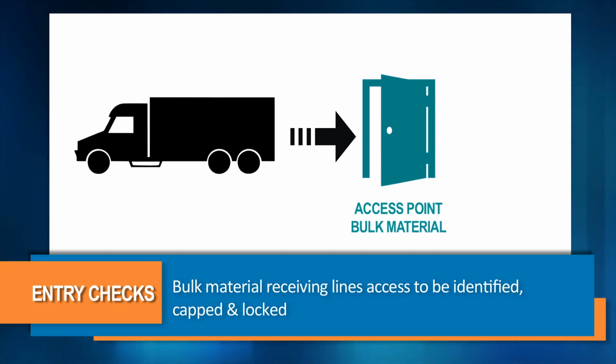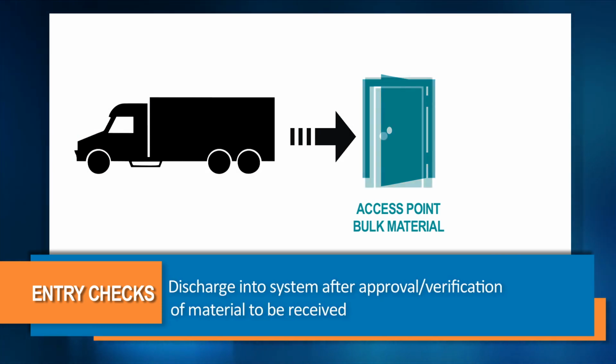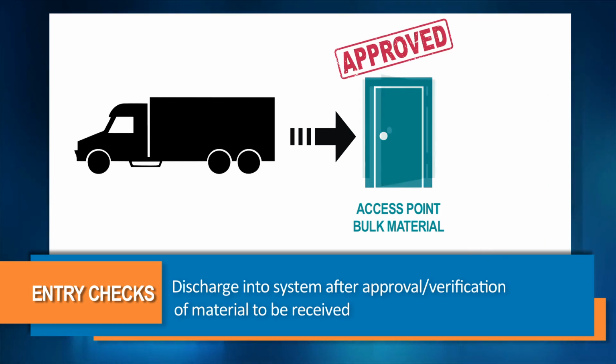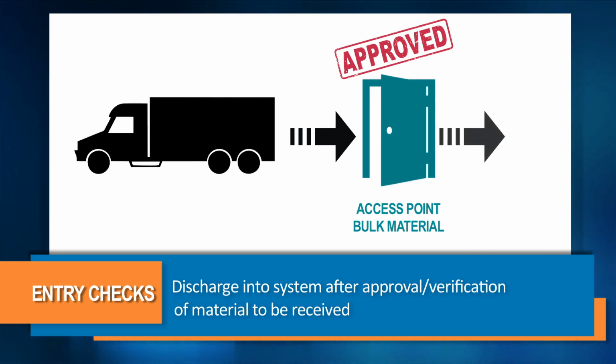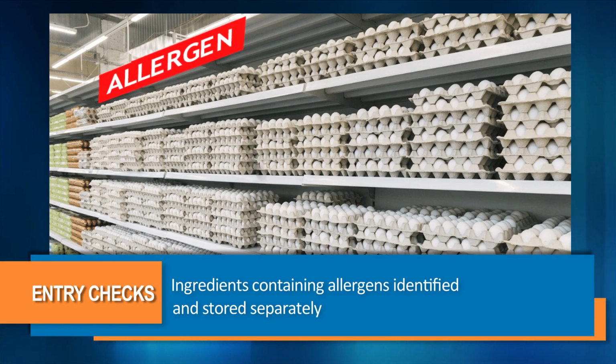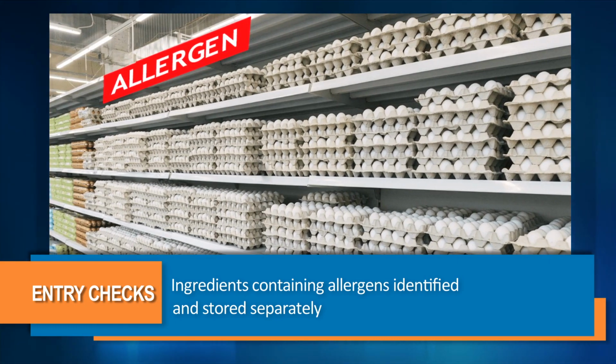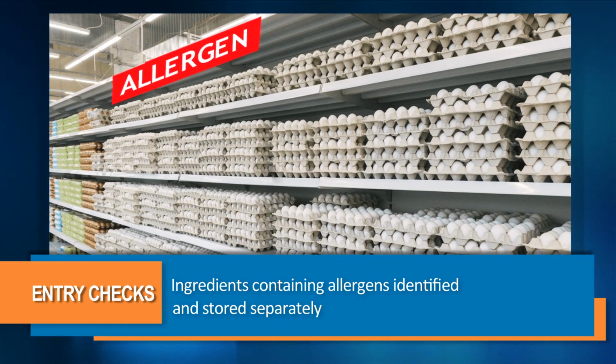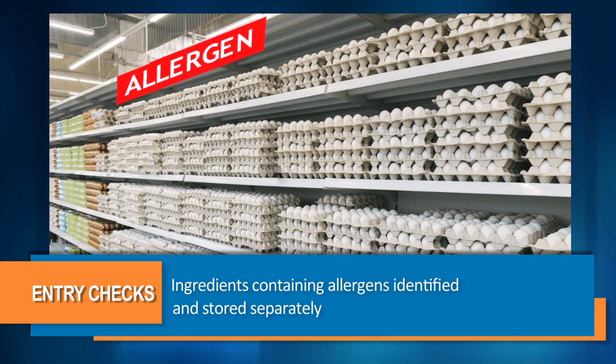Access points to bulk material receiving lines should be identified, capped, and locked. Discharge into such systems should take place only after approval and verification of the material to be received. Ingredients containing allergens should be clearly identified and sorted separately to prevent cross-contamination.